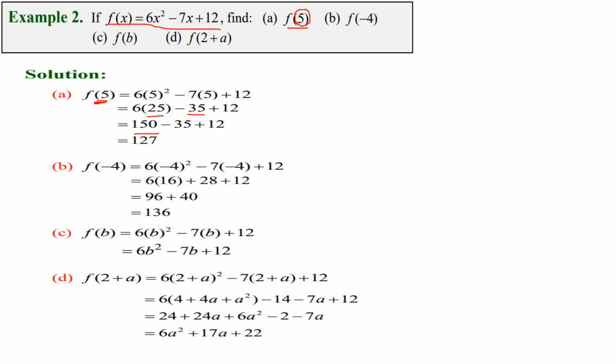And in a similar way we have to do negative 4. For negative 4 you can replace x by negative 4. Same as before, minus 4 squared will become positive 16, and minus minus will be plus 28, and plus 12. So the answer is 136. And the next one, b. If you have b in the place of x, just replace with b. So the function in terms of b is 6b squared minus 7b plus 12. That's it.